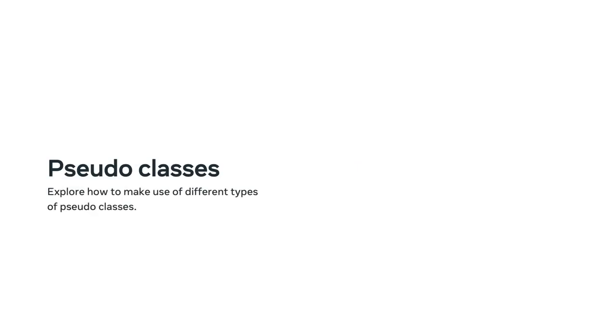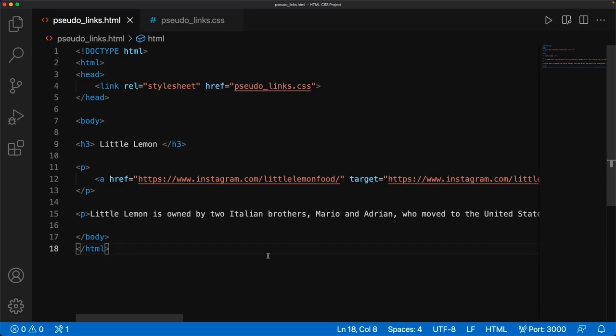Now that you know more about web link states, let's explore how to use the link, visited, hover, and active pseudo classes. Additionally, you will learn two more effects that you can create with the hover pseudo class. In the pseudo links.html file, I added three tags, a heading tag followed by a paragraph tag and another paragraph tag. In the heading tag, I added the name of the restaurant, Little Lemon, and the first paragraph tag has a link to their Instagram page.